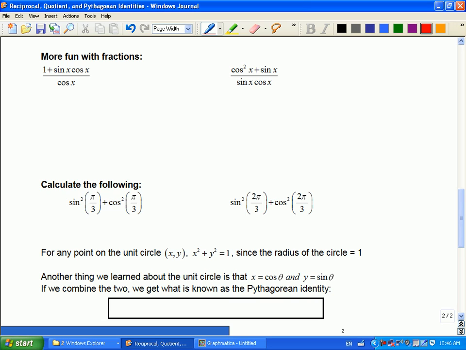So I promise this is the last of our fun with fractions for today anyways. So see if you can simplify those expressions. And again, it's probably going to be fractions that give you the hard part of doing this. So I'll let you play with them and I'll come around and see how you're doing.